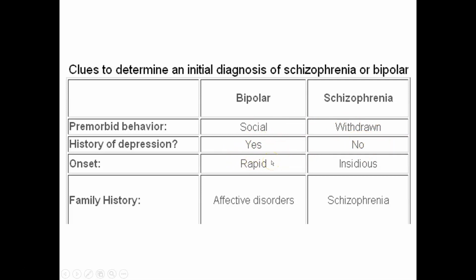With bipolar, the onset tends to be pretty rapid. With schizophrenia, the onset tends to be a bit more insidious. It's more slow, it's more gradual, and that can make it harder to deal with. Family history: for bipolar, you're going to see a lot of family history of mood disorders. For schizophrenia, you're going to see a very, very strong genetic link and a family history of schizophrenia.